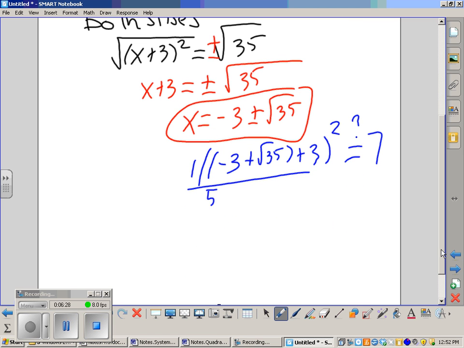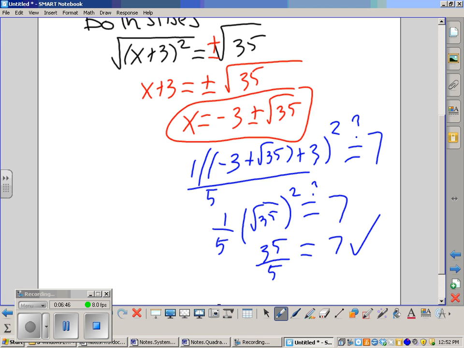I don't know about you, but that looks intimidating. But you see that the 3 and the negative 3 cancel. So you get 1/5 root 35 squared equals question mark 7. Square root and squared cancels, so we get 35 over 5. That does equal 7. Check. Key thing in this problem was isolating the squared term, and then honestly, guys, the plus or minus.